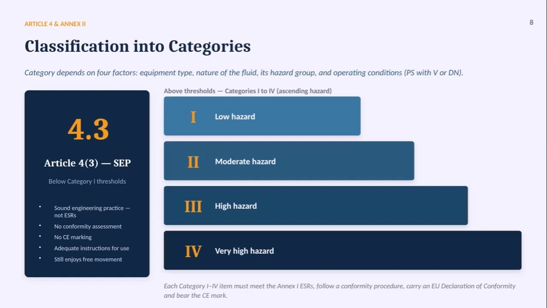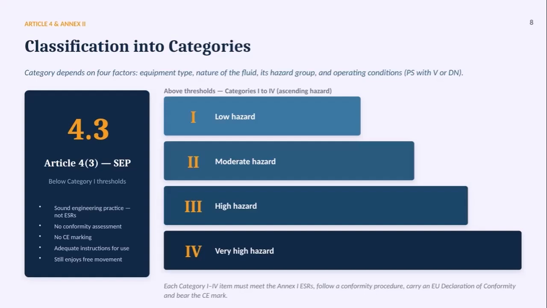Starting with Article 4.3, we have the concept of SEP, or sound engineering practice. This applies to equipment that falls below the Category I thresholds. For these items, the stringent essential safety requirements don't apply, and there is no obligation for conformity assessments or CE marking. However, adequate instructions for safe use must be provided, and the equipment can still freely move within the market.